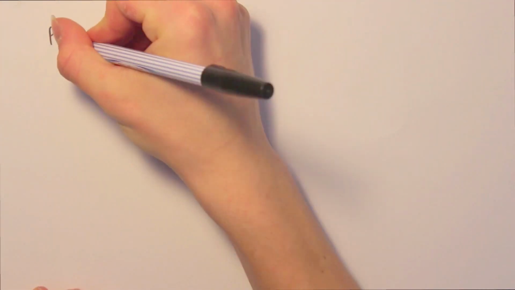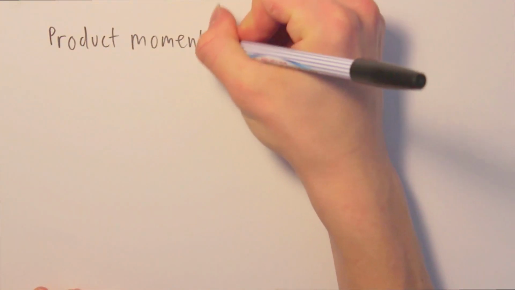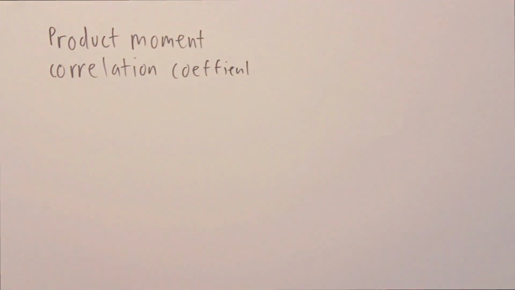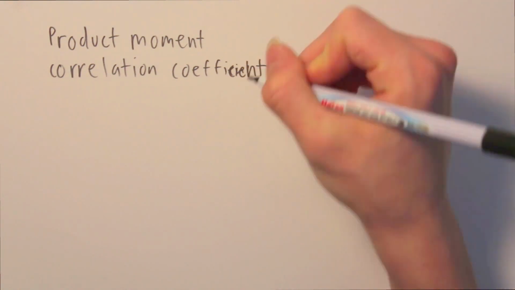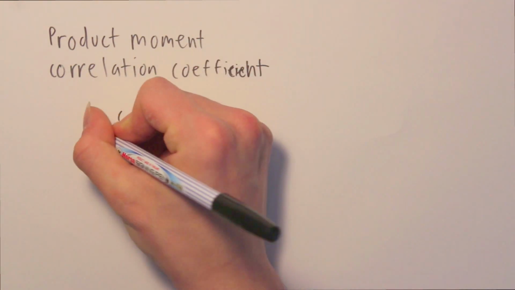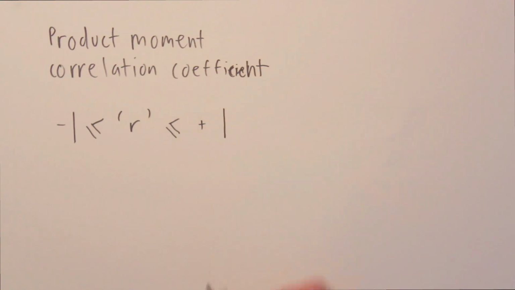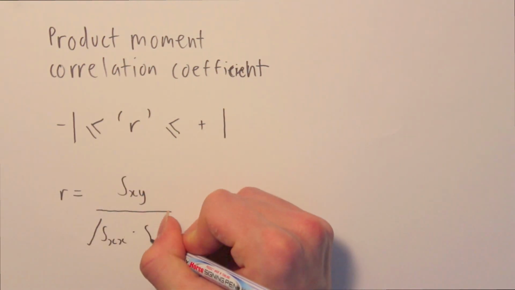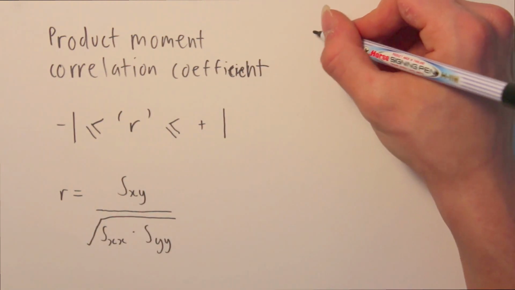One measure of the correlation between two values is the product-moment correlation coefficient, represented by the letter R. This ranges from -1 to +1. The closer the value of R is to +1, the stronger the positive correlation, and the closer it is to -1, the stronger the negative correlation. These are the formulae you will need in order to calculate the product-moment correlation coefficient.